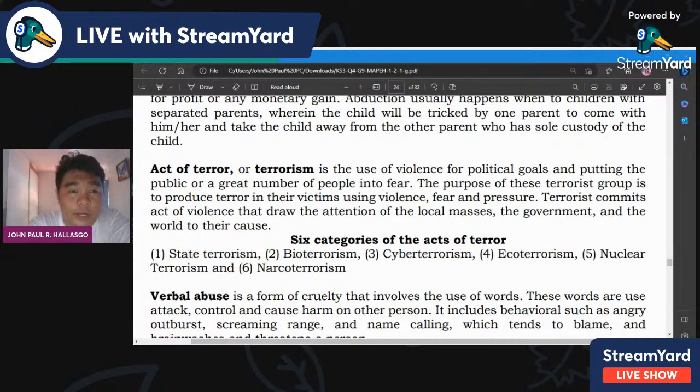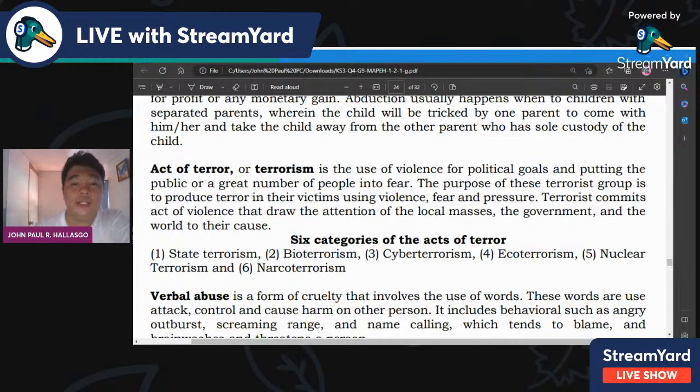Terrorists commit acts of violence that draw the attention of the local mass, even media, the government, and the world to their cause. So, of course, the society itself is not actually, sabihin natin, hindi siya, the moment na nagkaroon ng biglaang terrorism, mareresolve kagad. It takes time, no? Like for example, yung nasa Mindanao, it takes time bago masugpo yung terrorism and it produces a lot of casualties, problems, and so on and so forth.